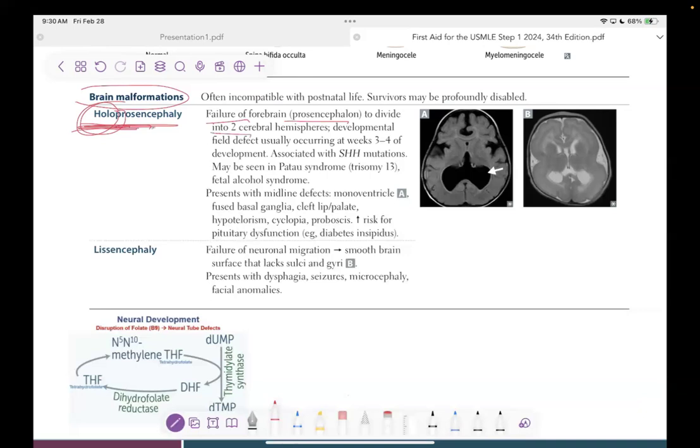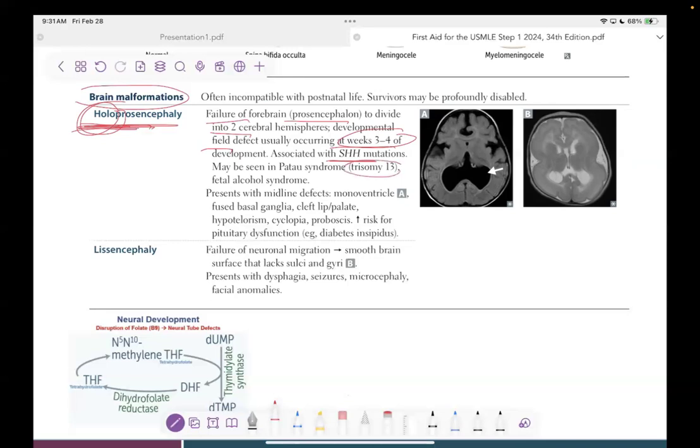This is called holoprosencephaly. It is a developmental field defect usually occurring in weeks 3 and 4 of development. We know that because this is the week that neural tissue is made. It is associated with sonic hedgehog mutation. We already know that sonic hedgehog is a gene located in the notochord, and that was so helpful in brain and neural tube development, right? Especially the anterior part of the neural tube.